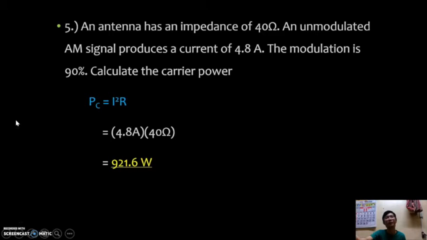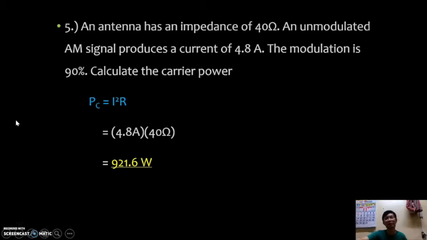Number 5. An antenna has an impedance of 40 ohms. An unmodulated AM signal produces a current of 4.8 amperes. The modulation is 90%. Calculate the carrier power.